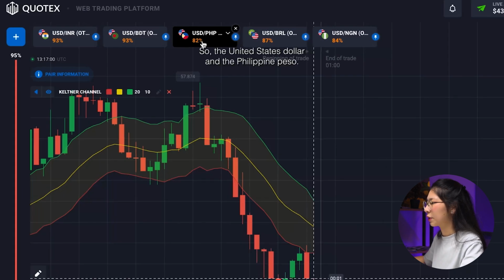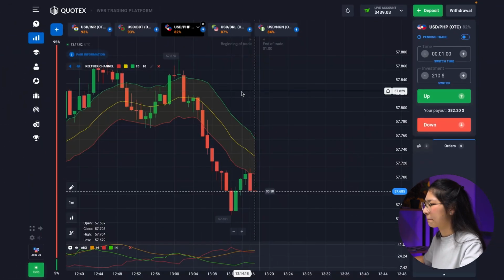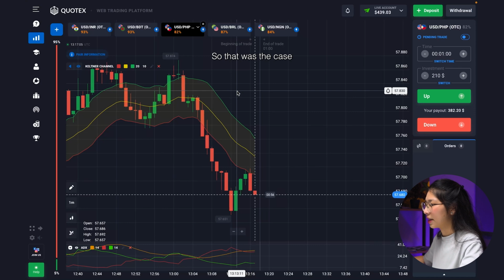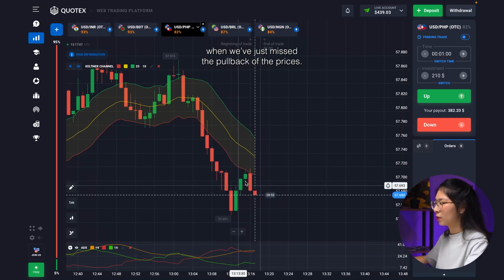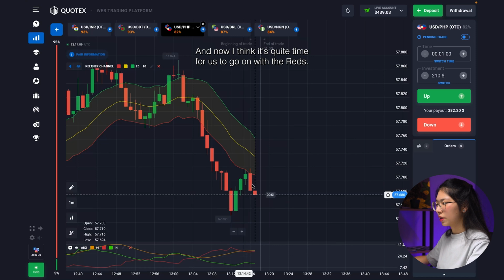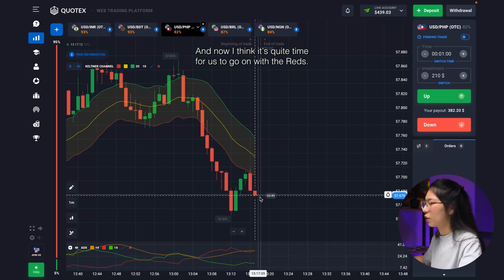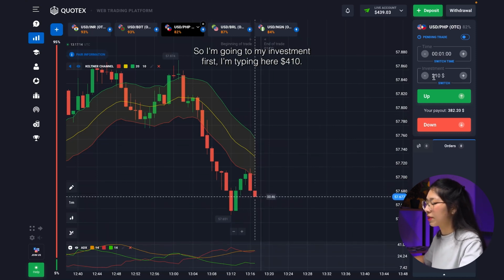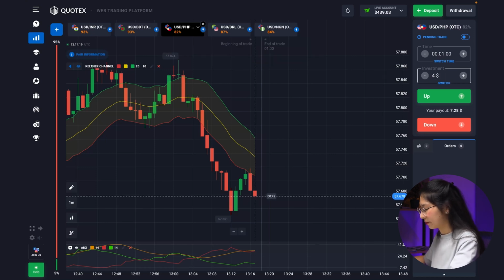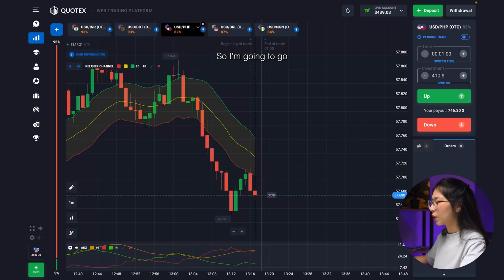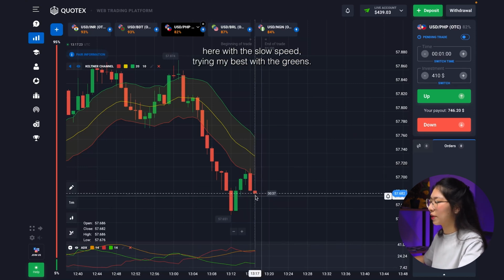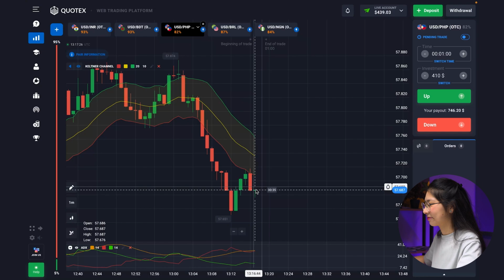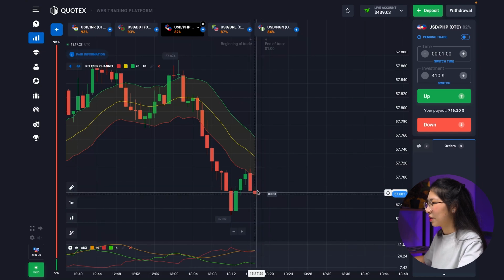United States dollar and the Philippine peso. That was the case when we just missed the pullback of prices, and now I think it's quite time for us to go on with the reds. I'm going to my investment first. I'm typing here $110. And I'm going to go here with a slow speed, trying my best with the greens. Let's try.